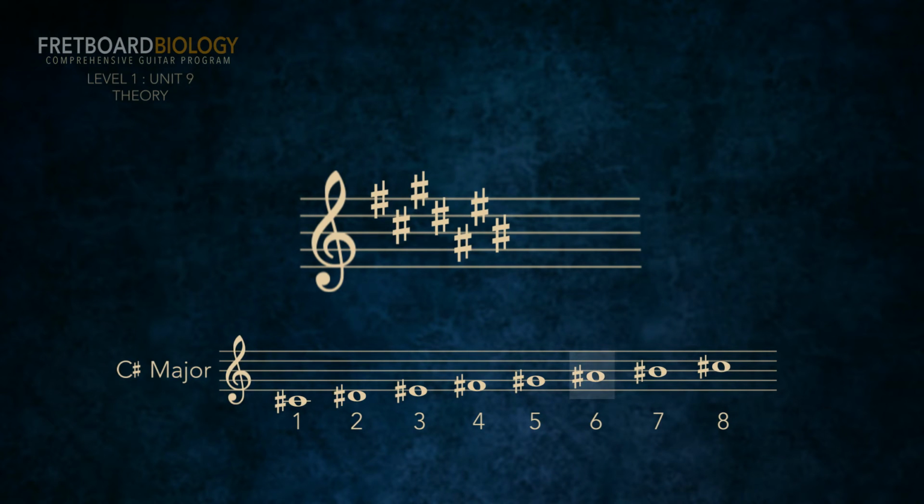What's C sharp major's 6th scale degree? A sharp. Therefore, A sharp minor is C sharp major's relative minor, and they would share the same key signature, which is all 7 sharps.